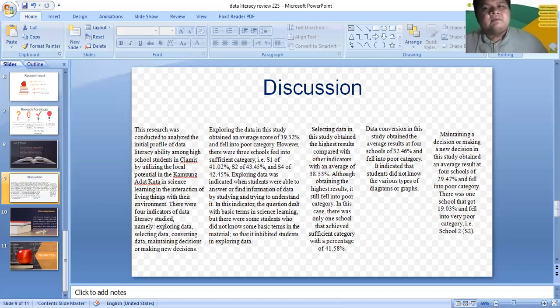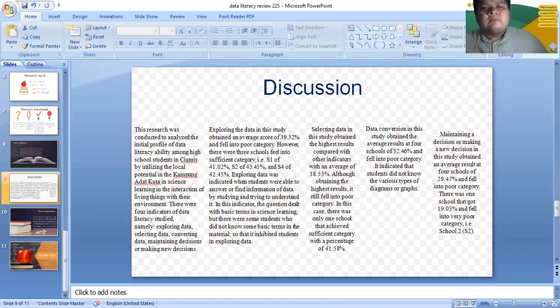Selecting data in the study obtained the highest results compared with other indicators, with an average of 38.53%. Although obtaining the highest result, it still fell into the poor category. In this case, only one school achieved the sufficient category, with a percentage of 41.58%. In the data selection indicator, students were required to continuously collect and manage the data selected or generated appropriately, and the data must be interrelated to identify the data.